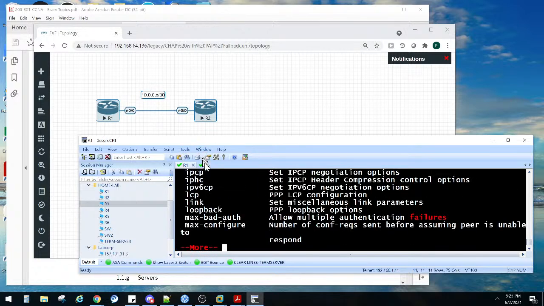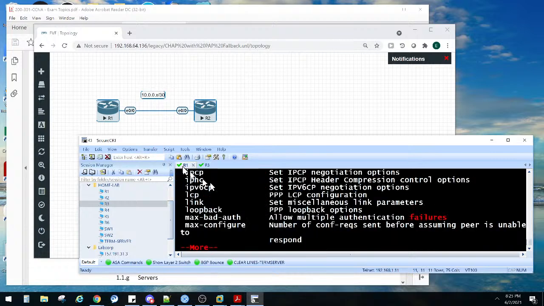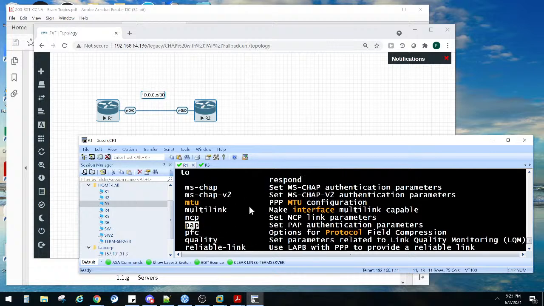See how it took down the interface too, right? Boom. See how it went from up. It's up on this side, but it's actually down on the other side. Okay, so PPP, and then we said it was going to be the authentication parameters, PAP, right?